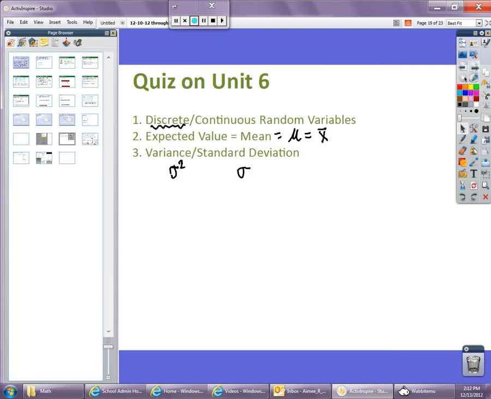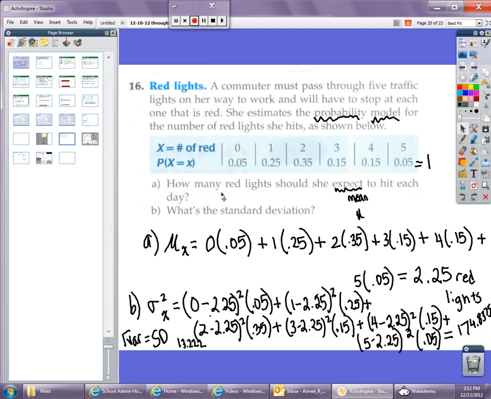What that looks like is the x value of 0 minus the mean, which we already found, squared, times the probability of that x, in this case 0.05. Plus 1 minus 2.25, the mean, squared times its probability. Plus 2 minus 2.25 squared times probability, etc. Basically you are going to get down to this whole entire expression.